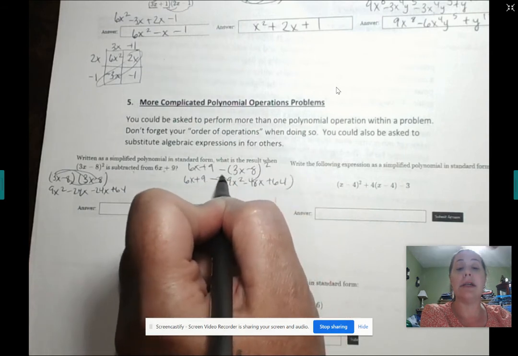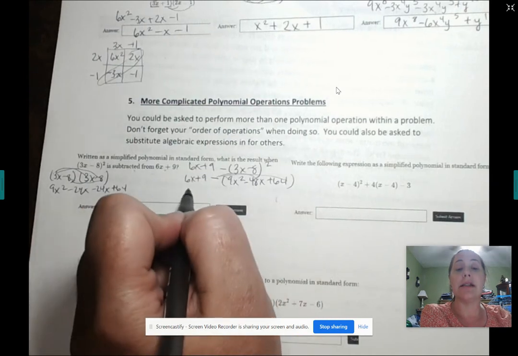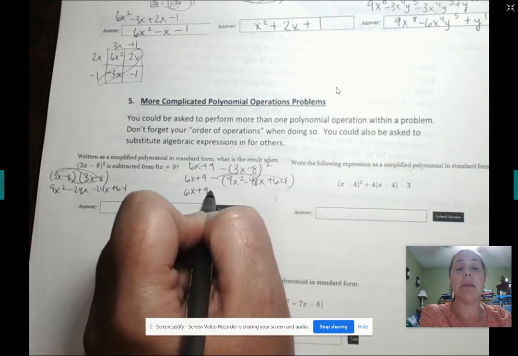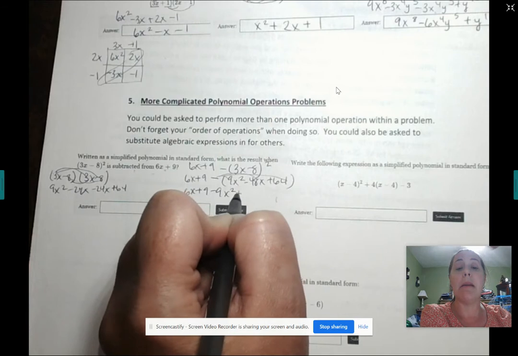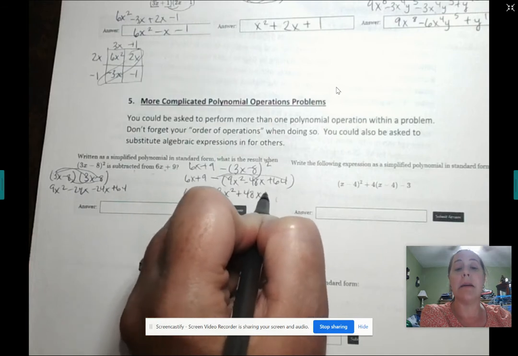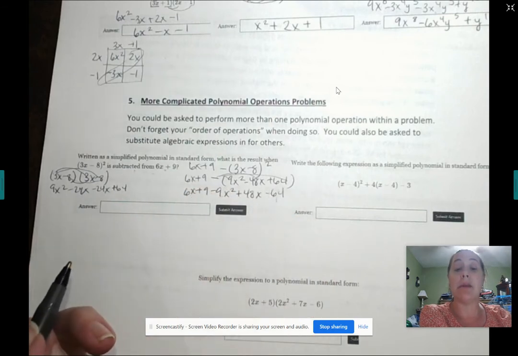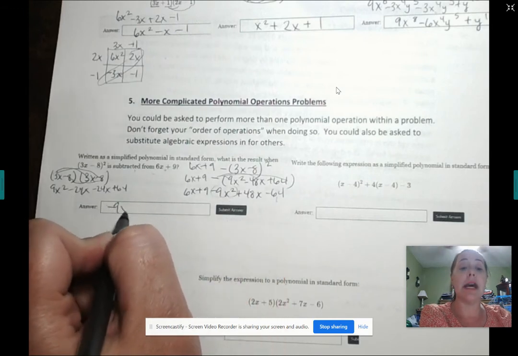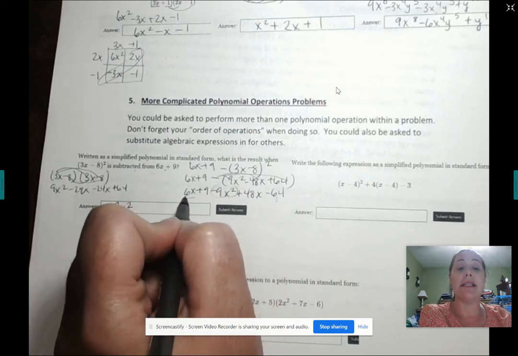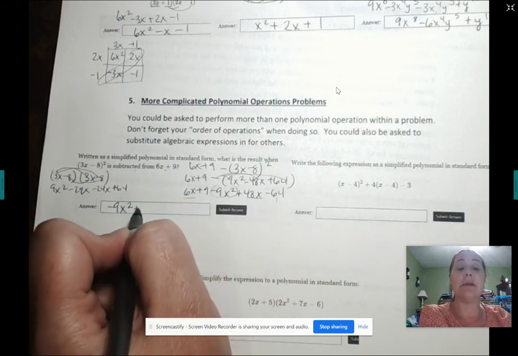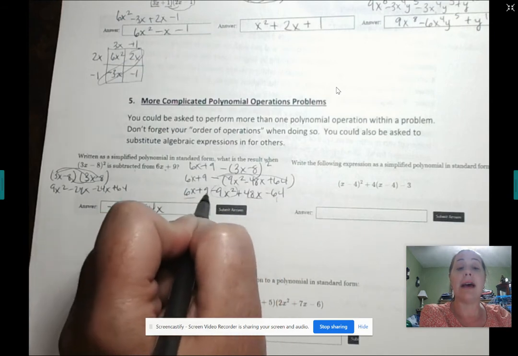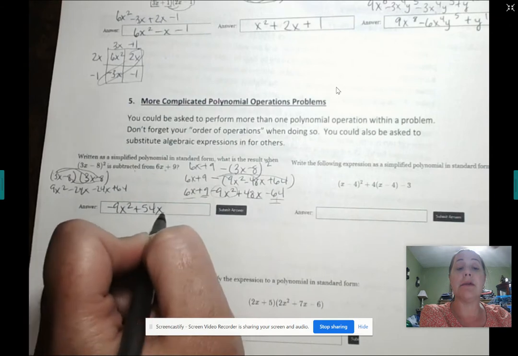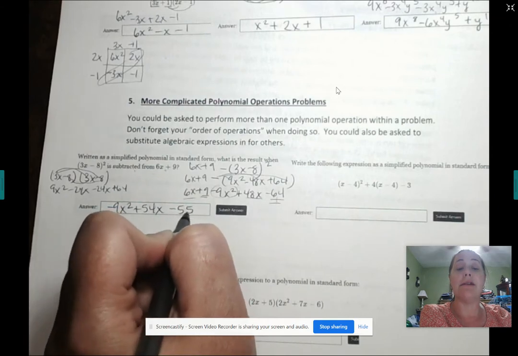And all I have to do is subtract. So 6x plus 9 minus 9x squared, positive 48x minus 64. And I'm going to put it in standard form. So this is my highest power, negative 9x squared. I have a 6x and a 48x. That adds up to 54. And I have a 9 minus a 64. That is a negative 55.